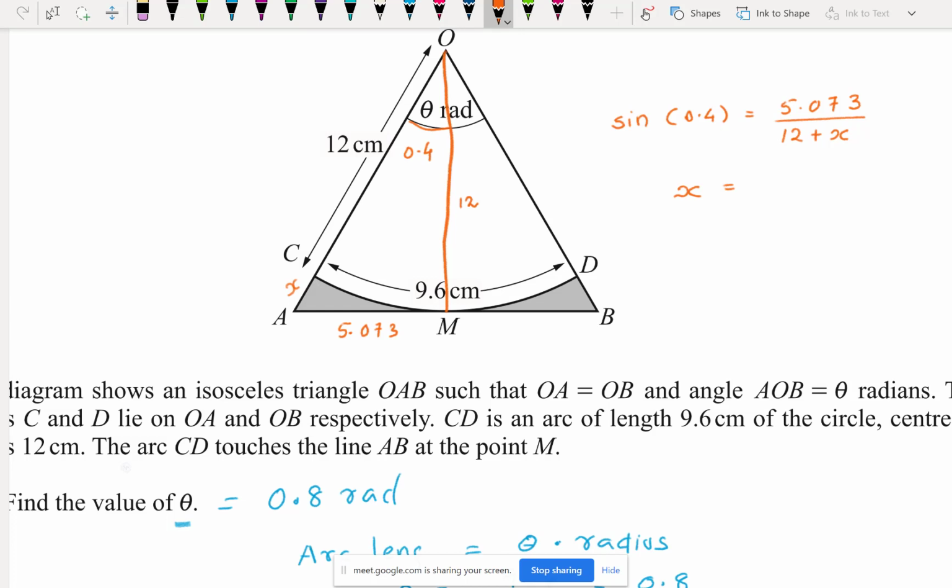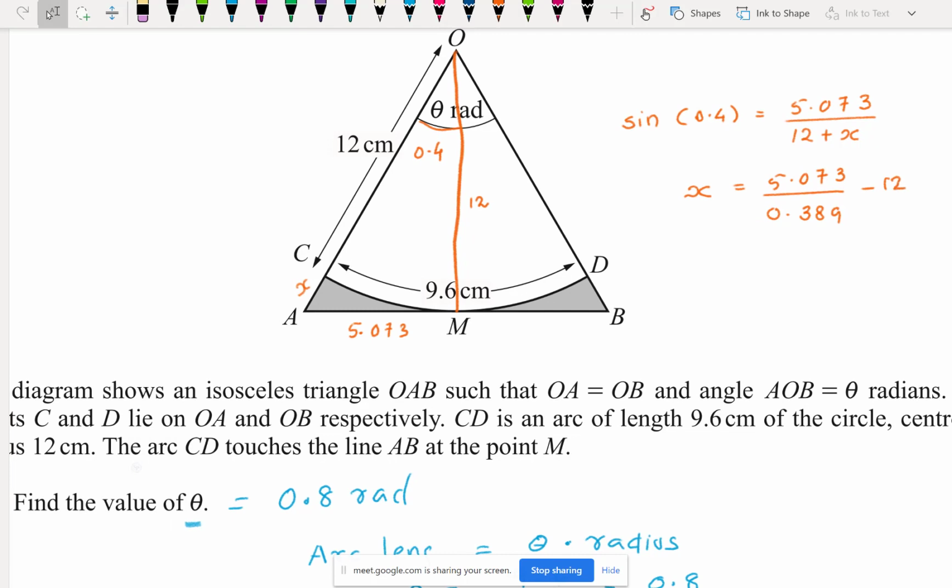Right. Okay. So let me do the calculation for you. It's going to be 5.073 divided by sine 0.4. Let me calculate that. That's 0.389 minus 12, Amrita. And that value is 1.0411. So this is the x value.